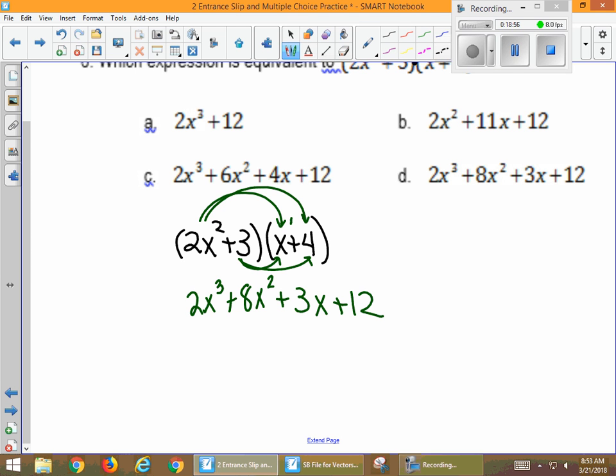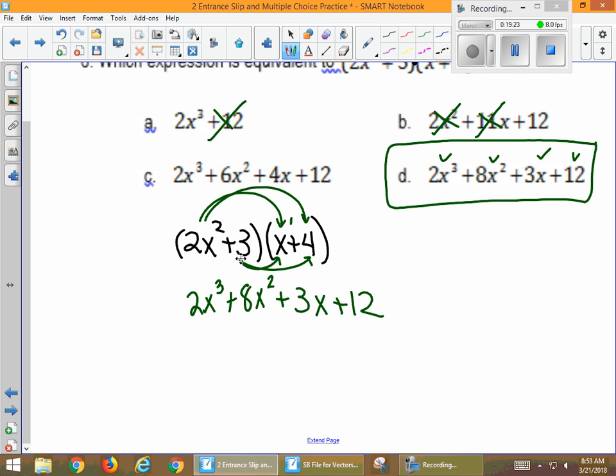Do I have any like terms to combine on this one? I just double distributed. I did 2x squared times x, 2x squared times 4, 3 times x, 3 times 4. Any like terms? No. So I'm looking for 2x cubed, 8x squared, 3x, 12. Boom. The 11x, no, that doesn't even have a cube. That has a cube, but not enough terms. That doesn't have an 8.